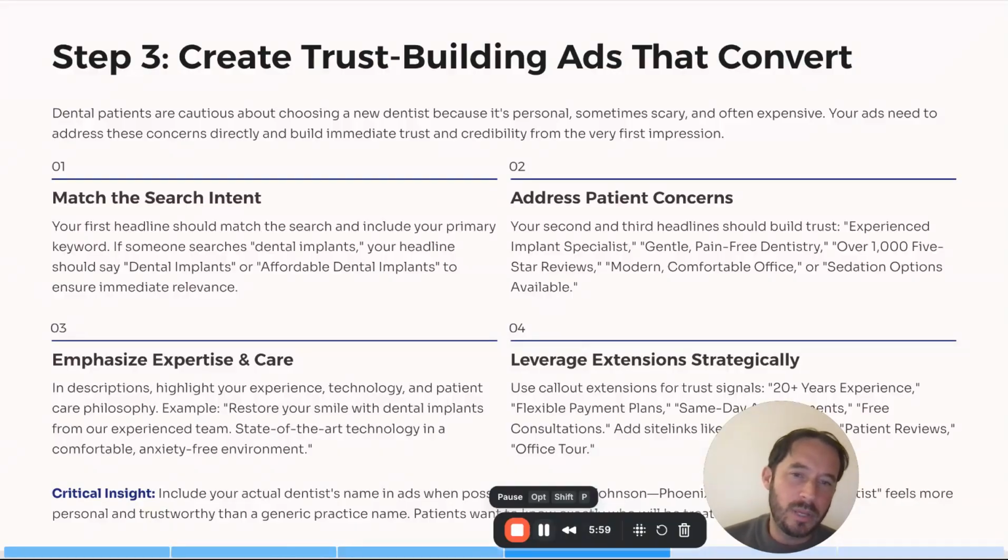And then the fourth and final step here would be to leverage extensions strategically. So use your callout extensions in your Google ad for trust signals. So 20 plus years experience, flexible payment plans, add anything like that, which will also encourage you to include site links at the bottom of your Google ad campaign. This really does work wonders when people are actually considering going ahead with your potential dental services at your new dental clinic.